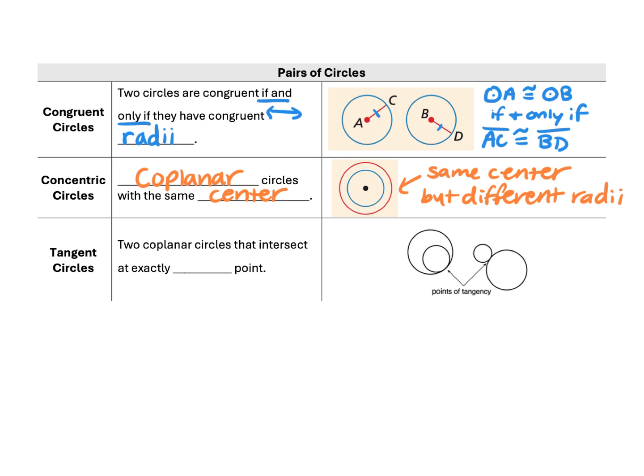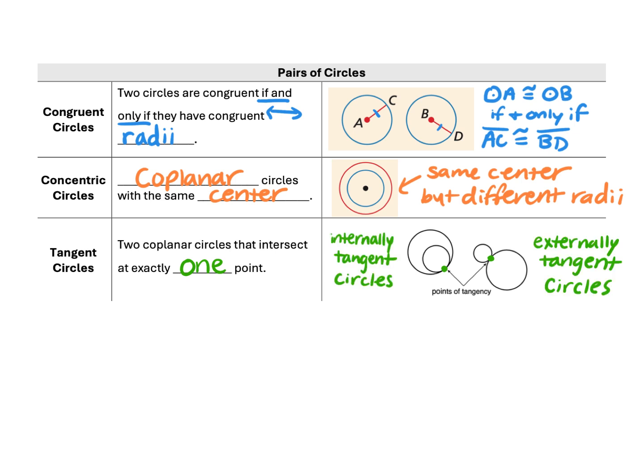Next up, we have tangent circles. And just like a tangent line on a circle, tangent circles are going to be circles that intersect at exactly one point. You can see in the picture that the circles on the left and the circles on the right both intersect each other at just one point. The circles on the left there are called internally tangent circles. And the circles on the right, where they touch on their outsides, those are externally tangent circles.